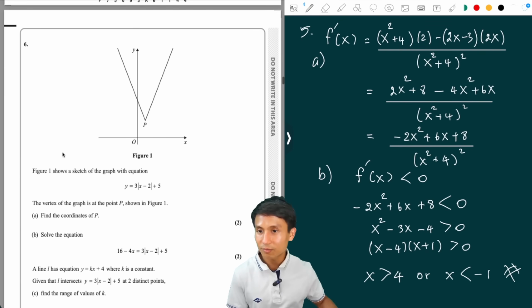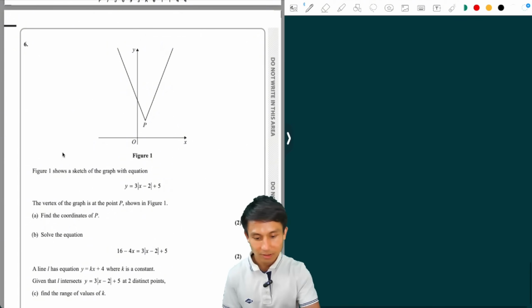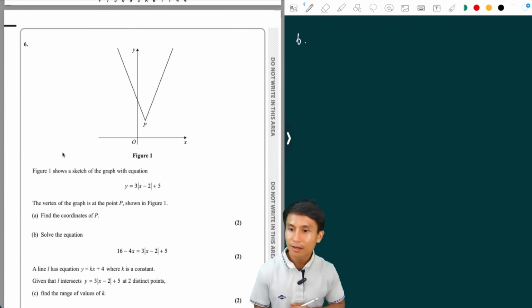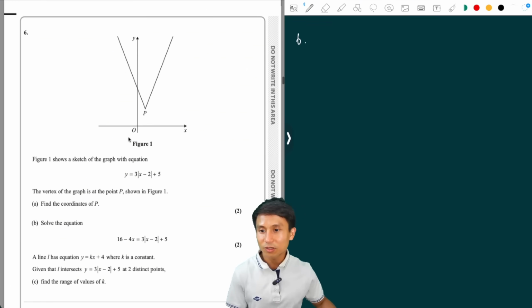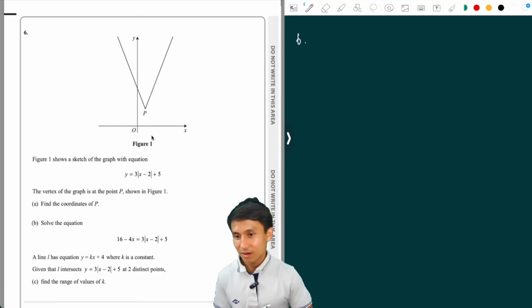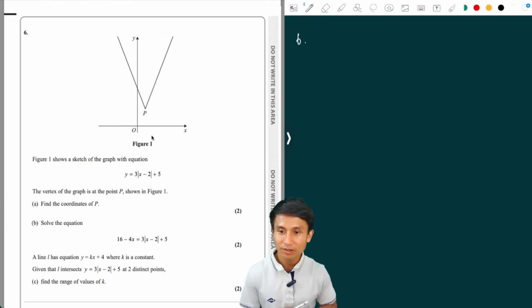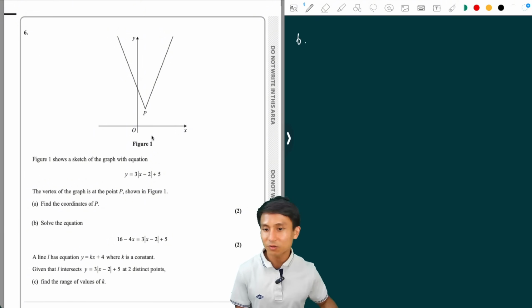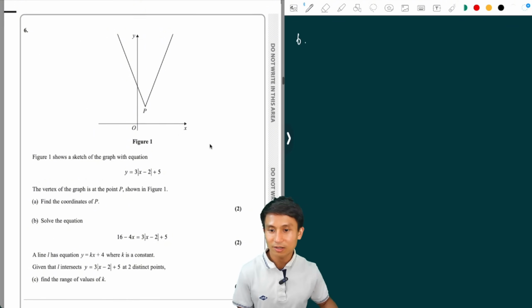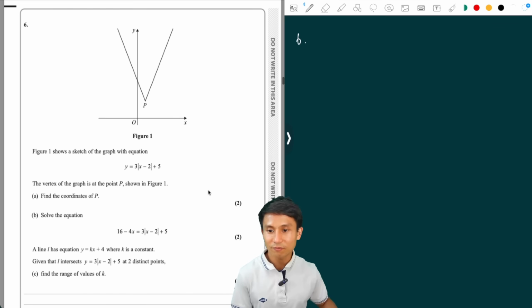Okay, the next one, number 6, right? Number 6. We are given this graph right here. Figure 1 shows a sketch of the graph with equation, a modulus function there. The vertex of the graph is at point P right here, shown in figure 1. Find the coordinates of P.